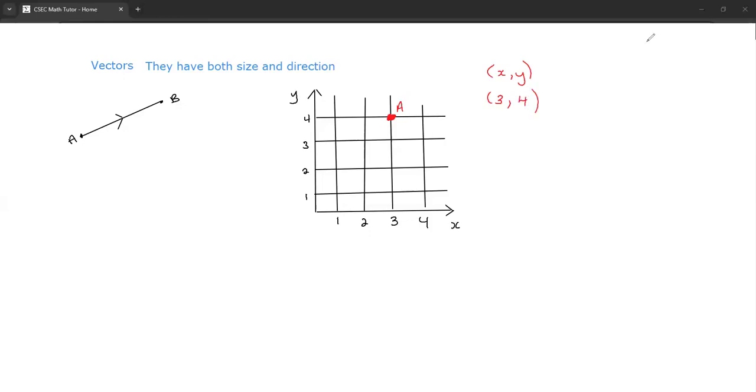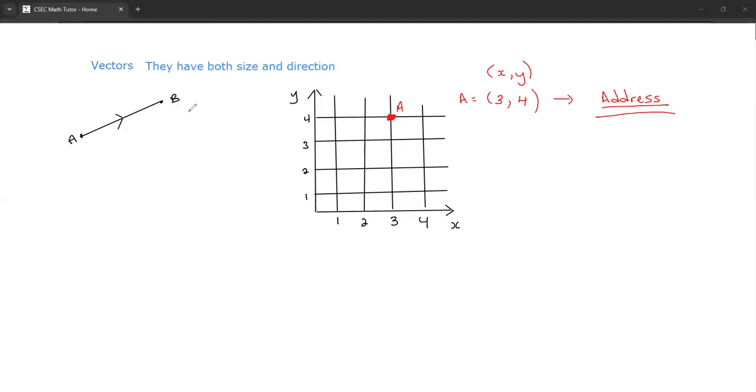I'm pausing here for a second. Now, this point A is located where x is 3 and y is 4. So this is like the address of that point. So when they give us the coordinates of a point, it's like the address. That's where the point resides, so that's where the point is located.